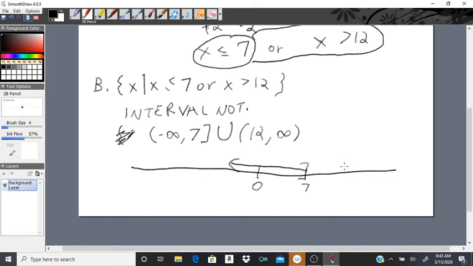Approximately over here is about 12. I put a parenthesis next to the 12, because 12 is not included, but everything above 12 is included, so the arrow points to the right, going on to infinity. That is the number line. So the answer could be this, or this, or this, or it could have all three in it.